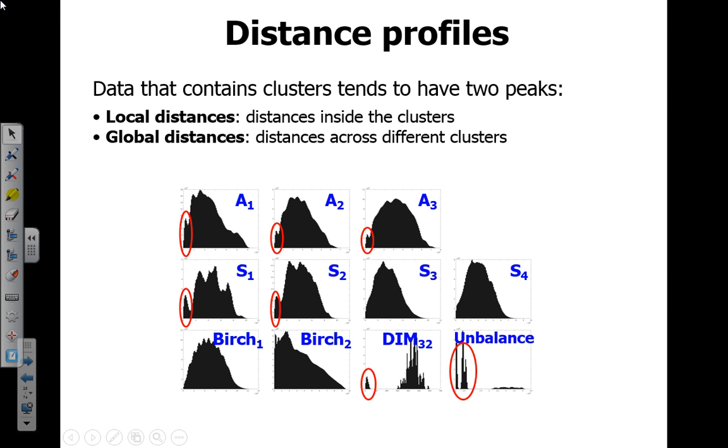And finally, distance profiles. Okay, this basically tries to measure two different distances: local distances that are inside the clusters and global distances that are across the clusters. So these are point-to-point distances. If we know where the clusters are, we can easily calculate these two distributions and compare. But because we are doing clustering, we don't know where the clusters really are. So this might be a useful measure to estimate for any data: are there clusters really in the data?